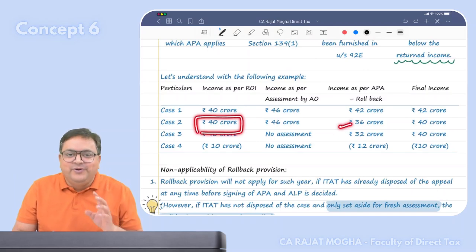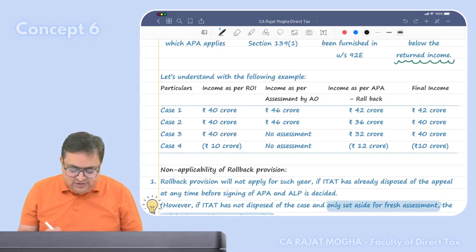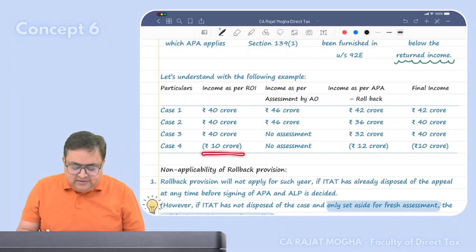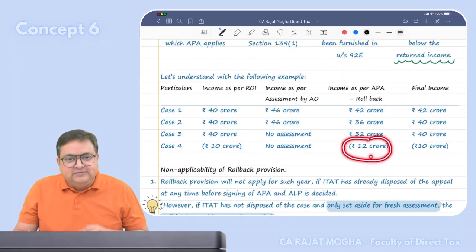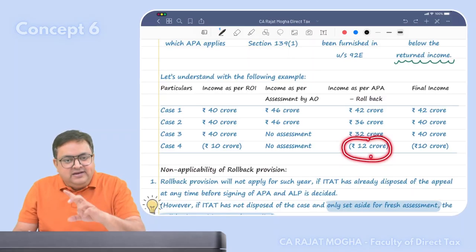You can't go below 40. Understood? Look at the last one. 10 crore losses you have shown. Let's say there is no assessment that has taken place by the assessing officer. Can you increase your losses by rollback provision? Your losses are increased. Can you do that?